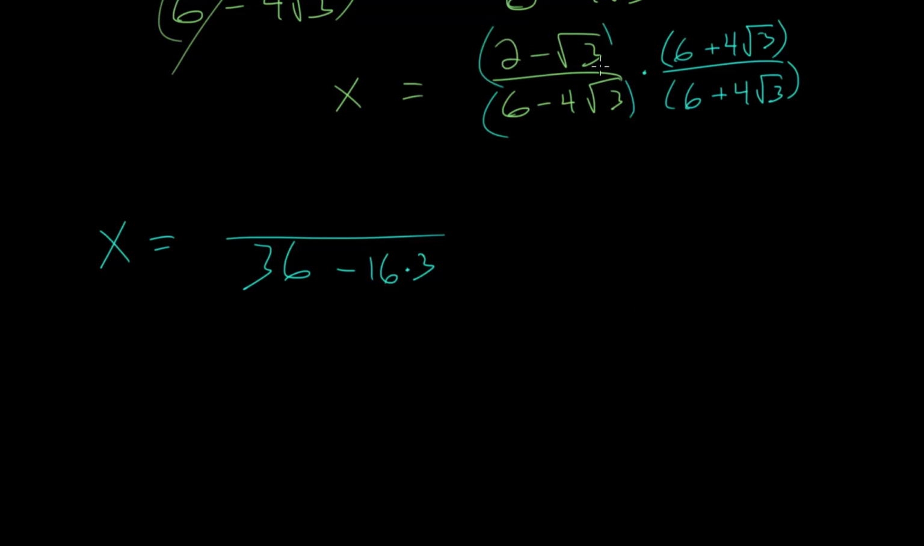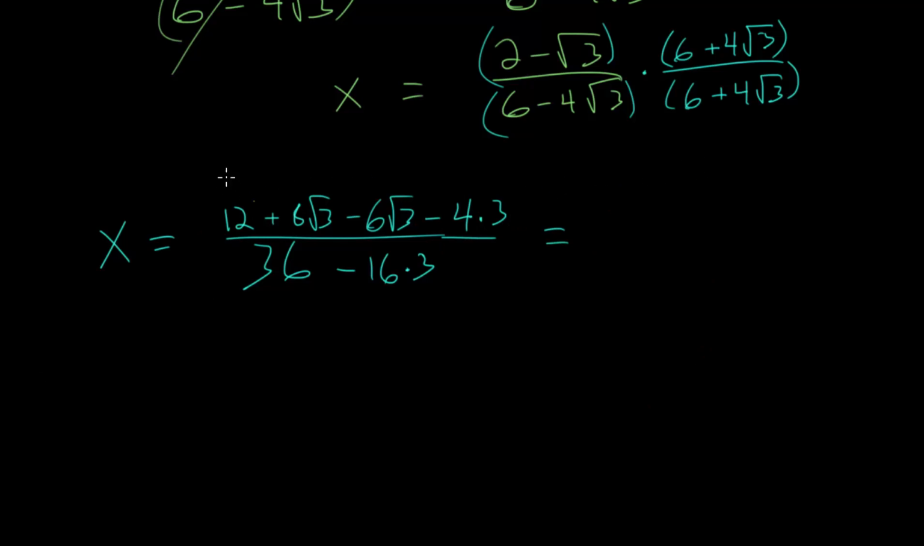And in this numerator, we use distribution. The 2 goes to both, and the minus root 3 goes to both. So 2 times 6, that is 12. 2 times 4 root 3, that is 8 root 3. And minus root 3 times 6, that's minus 6 root 3. And minus root 3 times 4 root 3, we would have minus 4, and then root 3 times root 3 we know is 3. So let's simplify everything and combine like terms.